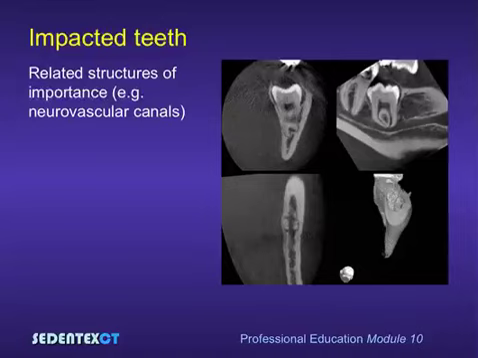A final task is to assess related structures of importance, for example neurovascular canals. This is usually a task when we're examining mandibular third molars for their relationship with the inferior dental canal. For example, in this case, where the canal is located very close to the apices of this tooth.